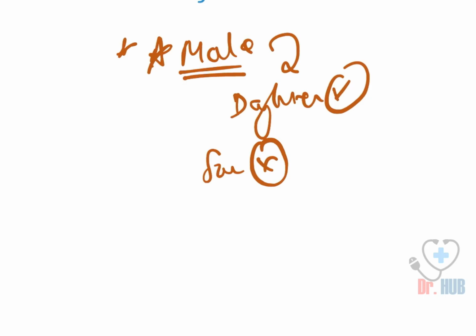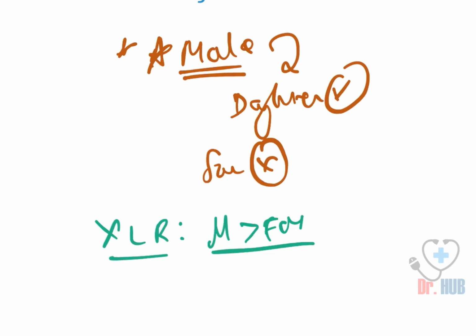Next, we look at the X-linked recessive. So in case of X-linked recessive, what we need to know is that the males are commonly affected. Males are more affected than the females. And the females are the carriers, carriers meaning they are unaffected.